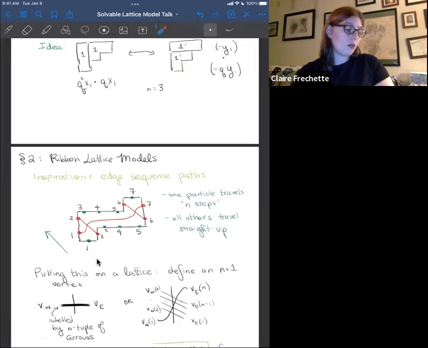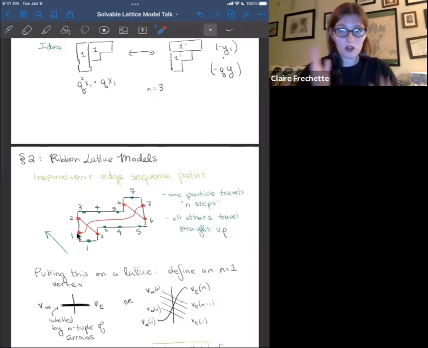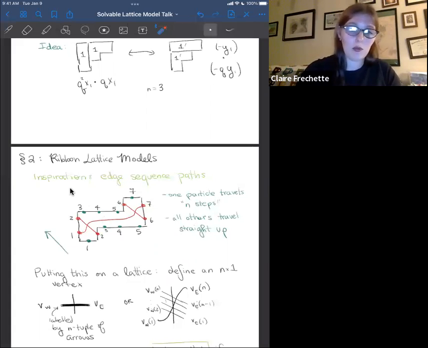The original inspiration that they used was looking at a particle interaction inside the lattice, inside the tableau, defined by edge sequence paths. So we're going to label all of the edges of your ribbon starting in the bottom left corner, going to the top right. And we're going to place particles on the vertical edges and holes on the horizontal edges. And then we see that when we connect up our particles, the most natural way to connect them up is that one of your particles travels from the top right corner to the bottom left, and the rest of them travel straight through. So if we think about this as a model where all the particles travel up this way.